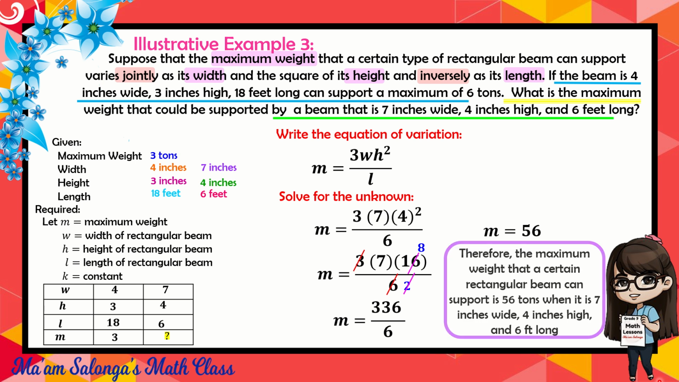So, therefore, the maximum weight that a certain rectangular beam can support is 56 tons when it is 7 inches wide, 4 inches high, and 6 feet long.